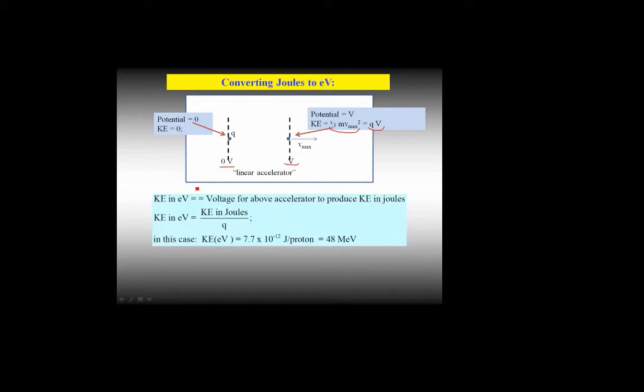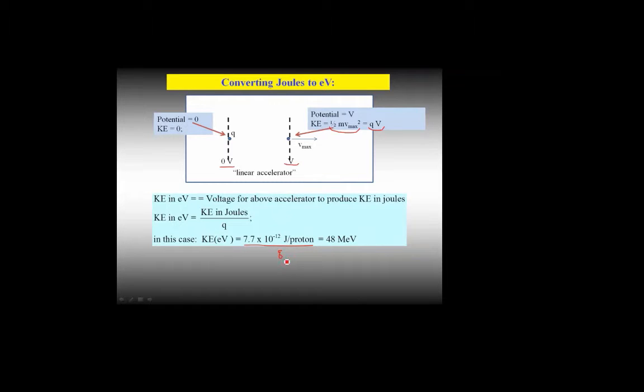So the kinetic energy in eV, and this is where we define it, is the voltage for this accelerator to produce the kinetic energy in joules. So the kinetic energy in eV is just equal to the kinetic energy in joules divided by q, and that comes from up here. We take kinetic energy, divide by q, we get the capital V, which is equivalent to that. So in this case, the kinetic energy in eV is equal to this quantity, and we really should have down here the q to equal this equation up here.